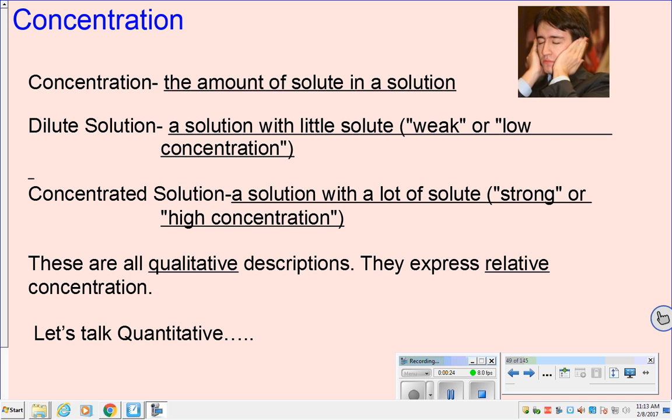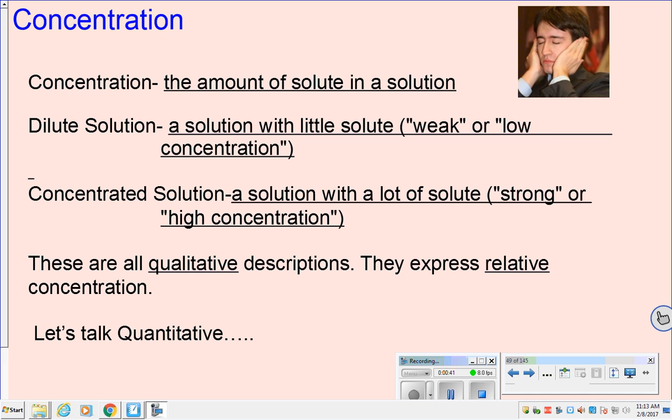So some words that you've used are weak, concentrated. This is a weak glass of Kool-Aid. This is a strong glass of Kool-Aid. Today, we're going to talk a little bit more quantitative. So those terms are really useful for relative stuff, but we need to know specific numbers.